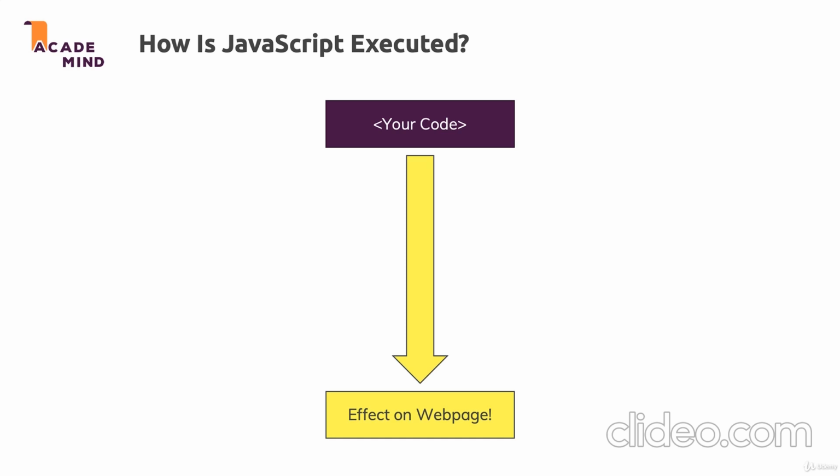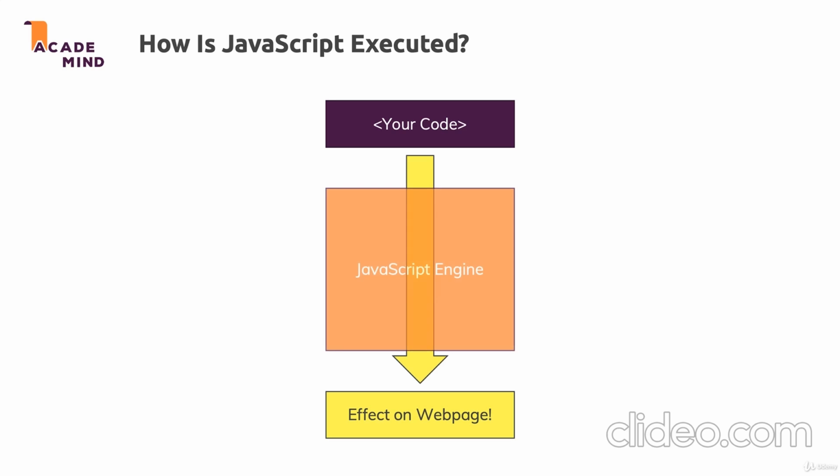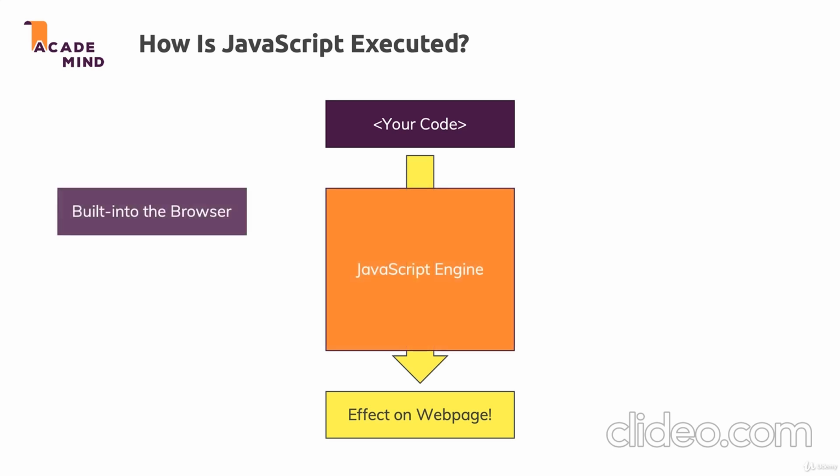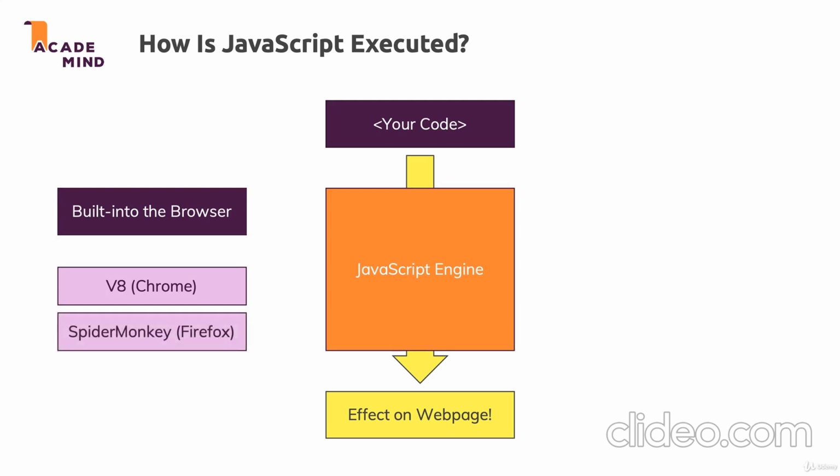Then you have one important thing built into any environment where you want to run JavaScript code, and that's a JavaScript engine. It's built into the browser, as I said. In the Chrome browser, for example, it's V8, that's the name of the engine. In Firefox, the name would be SpiderMonkey, and of course, other browsers also either reuse these engines or have their own engines.